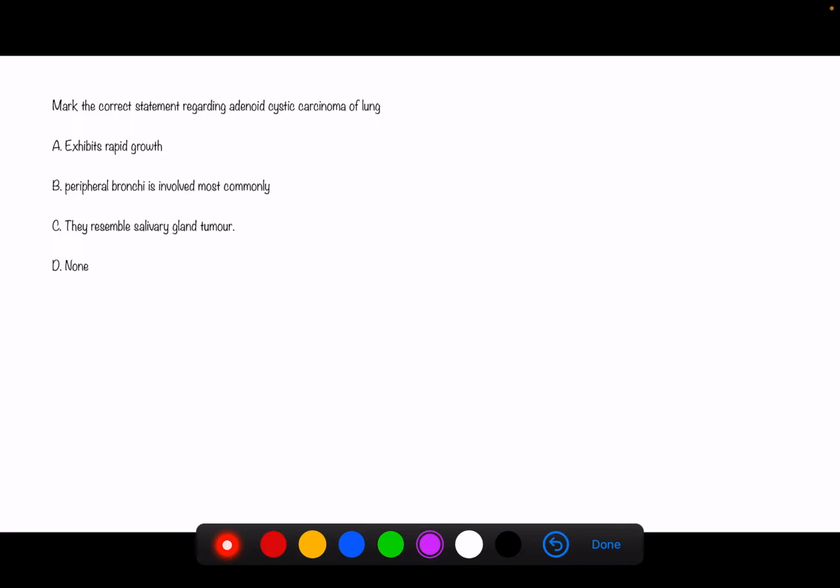Moving on to the next question, we are going to now talk about a different variety of neuroendocrine tumor, that is ACC or adenoid cystic carcinoma. These adenoid cystic carcinomas are very peculiar. Yes, neuroendocrine tumors are peculiar amongst all tumors, but within neuroendocrine tumors, adenoid cystic carcinomas are more peculiar. First, we need to know that these tumors arise from the submucosa.